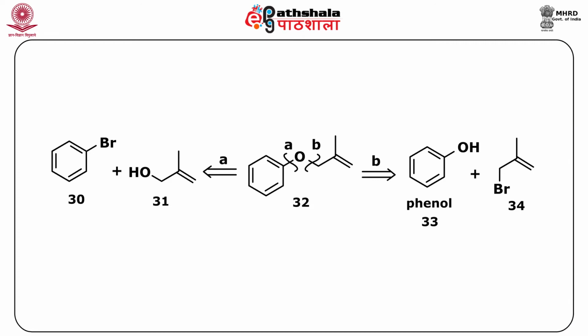Let us consider another example. In the case of the allyl phenyl ether represented by structure 32, there are two disconnection approaches possible, path A and path B, as shown here in the figure. The allyl phenyl ether through path A can be disconnected to bromobenzene 30 and an allyl alcohol 31. The disconnection through path B is possible with phenol 33 and an allylic bromide 34.